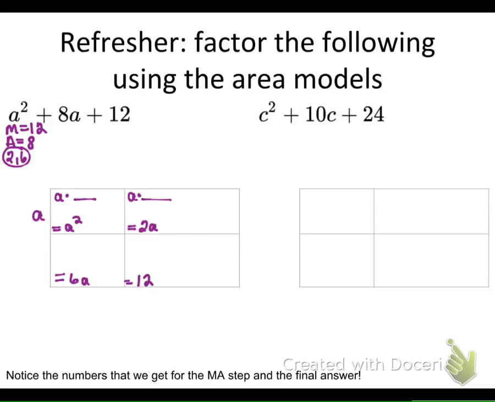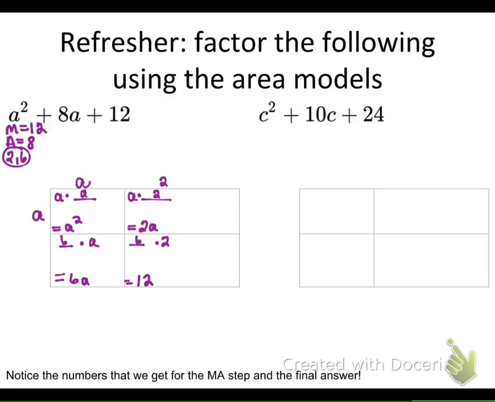So A times what will get me to A squared? A. That becomes the width of my first rectangle, so I label it. And A times what will get me to 2A? 2. That's my width, so I bring it up. Once I bring these two widths up, I also just automatically bring them down. And so now I need to find the height, right? So what times A will get me to 6A?